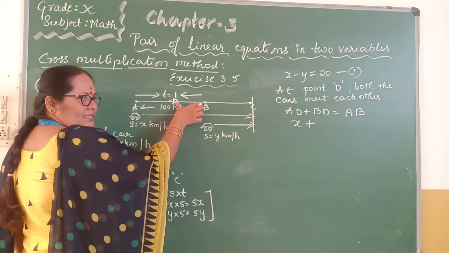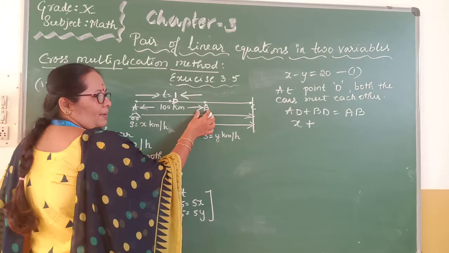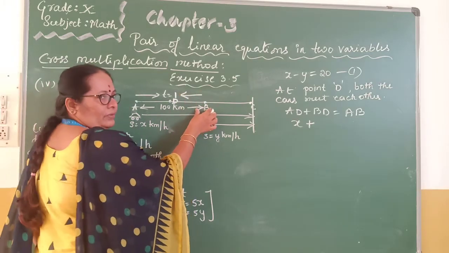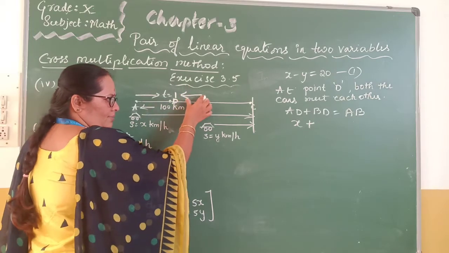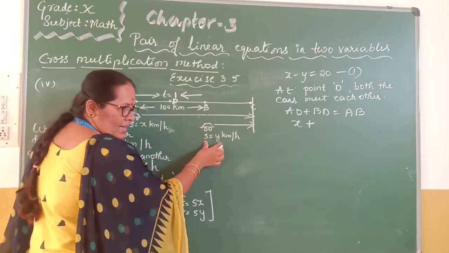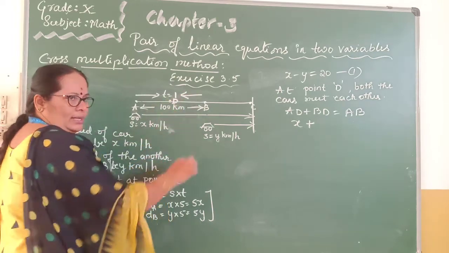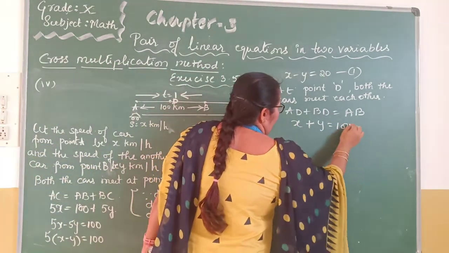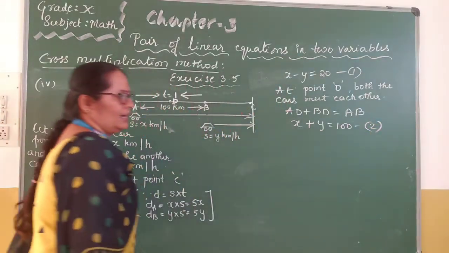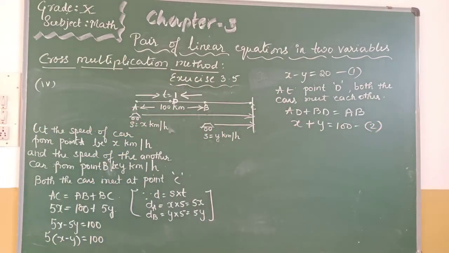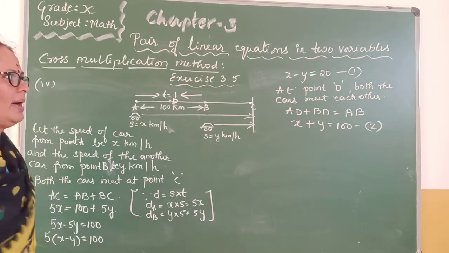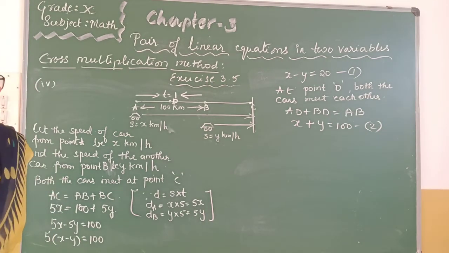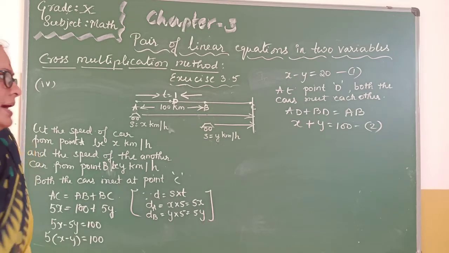BD is the distance travelled by the car from point B, where distance is equal to speed into time. Speed we have taken as y and time taken is 1. So y into 1 is y, equals 100. This is the second equation. The first equation is x minus y equals 20 and the second condition is x plus y equals 100.